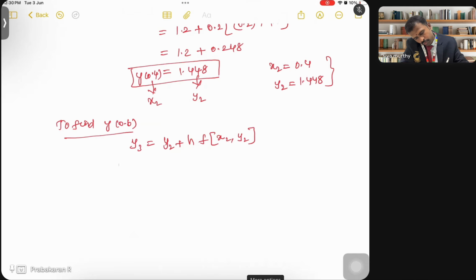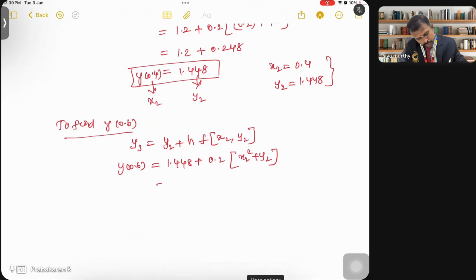So now to find y of 0.6. So here y2, right? The value of y2 we already got in the previous subdivisions. So here we get 1.448 plus the value of h, already we know 0.2. Then f of x2 comma y2 means you have to replace in the given differential equation dy by dx equal to x square plus y. That means x2 square plus y2, right? You have to replace x2 and y2.